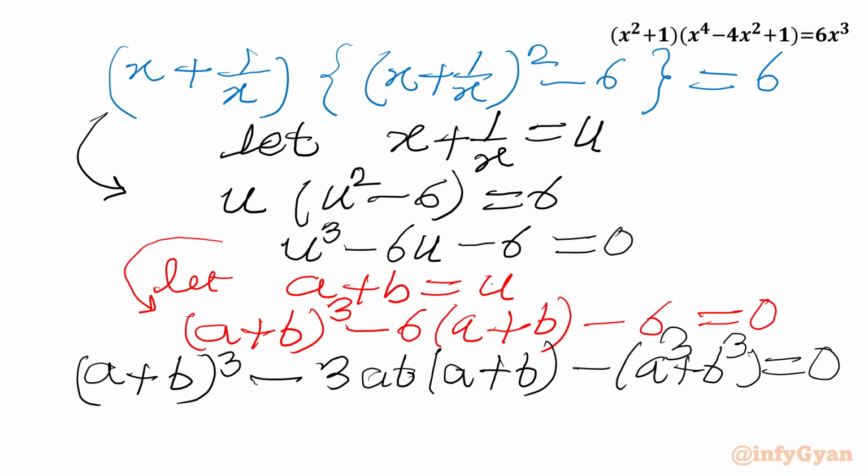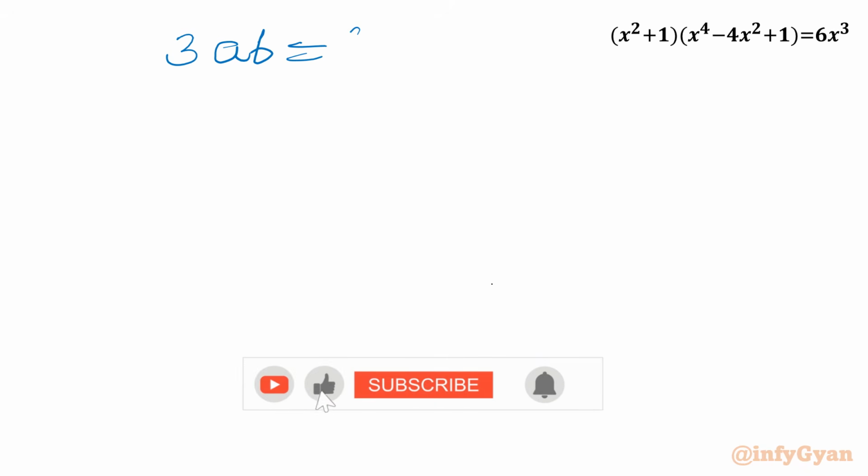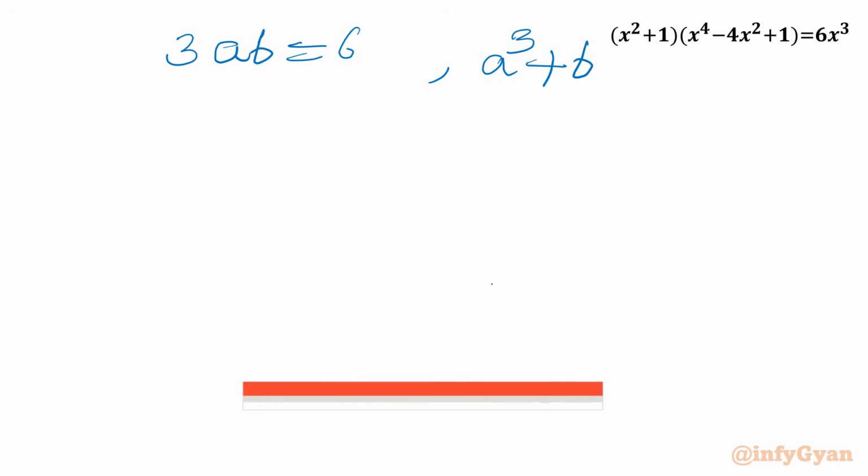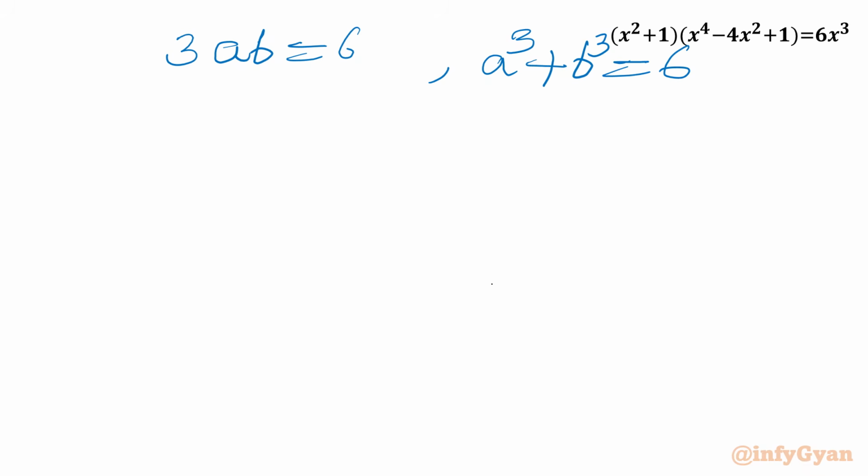Now we are going to compare coefficients from both the equations. I am presuming it is a plus b variable equation. So we can write 6 equal to 3ab and we can write 6 equal to a cube plus b cube. Let me write here: 3ab equal to 6, and the second equation is a cube plus b cube equal to 6.